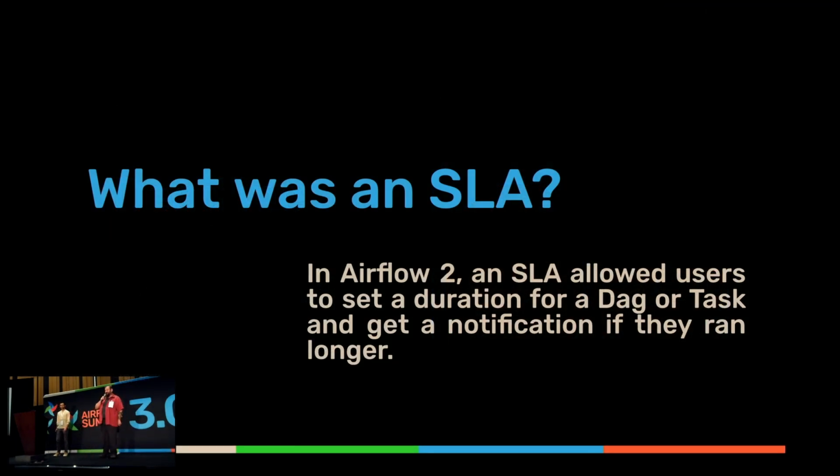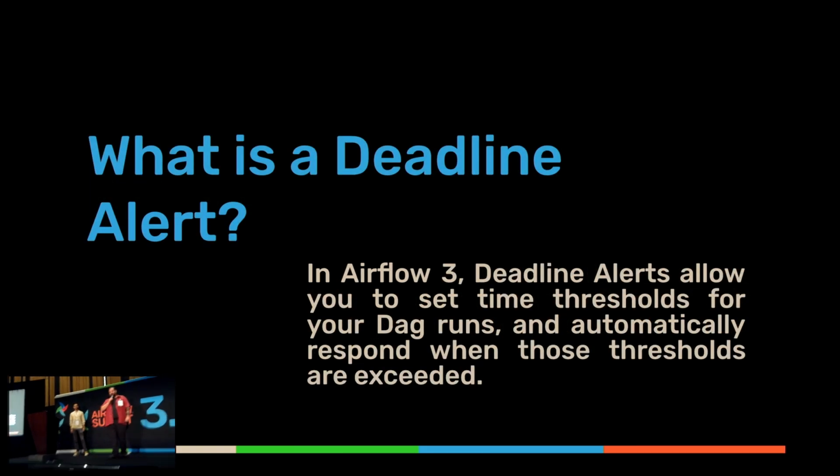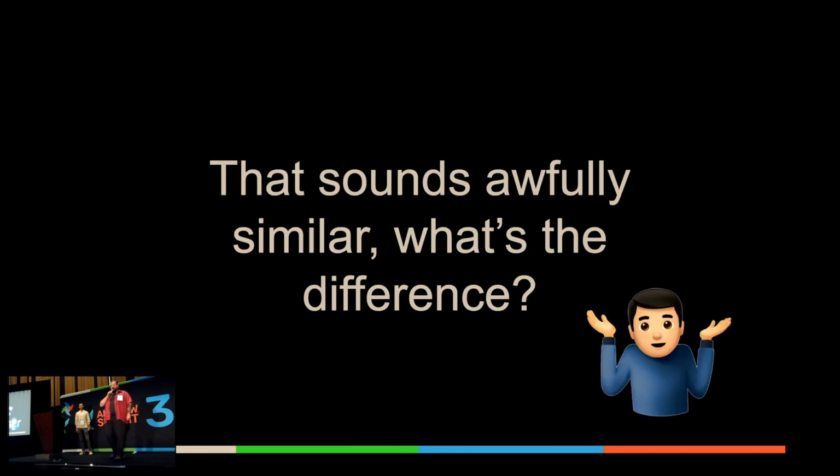So the first 2 slides, I'm going to read off the thing because this is straight out of the documentation. So what is an SLA? In Airflow 2, an SLA allowed users to set a duration for a DAG or a task and get a notification if they ran longer. I should also add the last slide is a QR code. There's going to be a lot of words on the screen. You don't necessarily have to read them all. You can read them at your leisure later. As opposed to deadline alerts in Airflow 3, deadline alerts allow you to set time thresholds for your DAG runs and automatically respond when those thresholds are exceeded. That pretty much sounds like the same thing to most people.